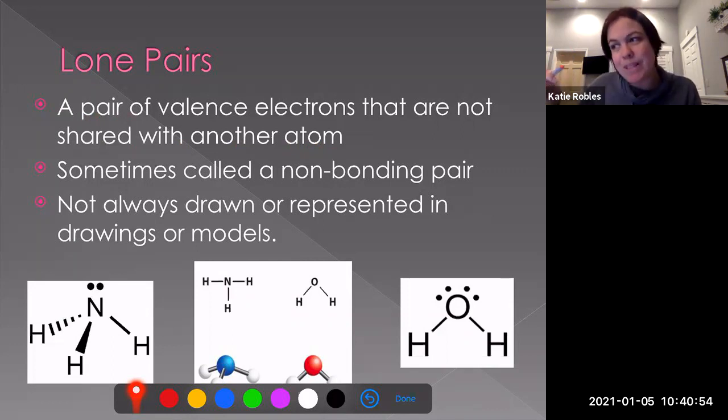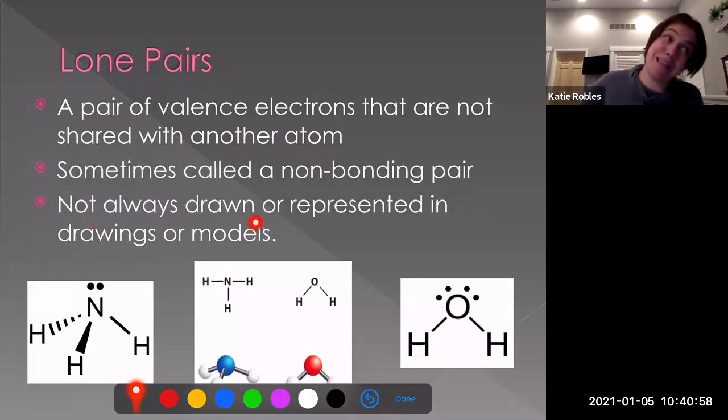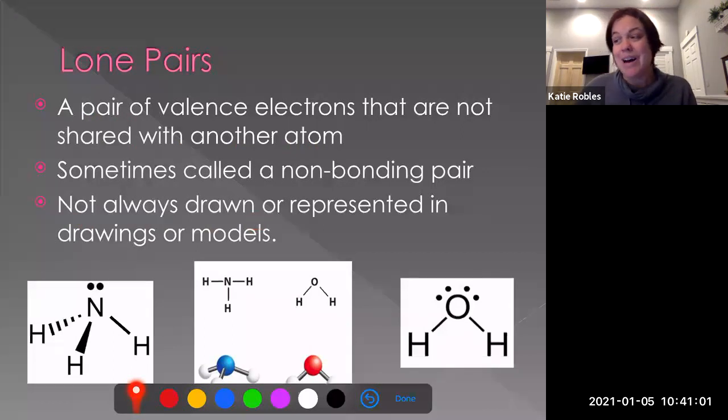The problem with lone pairs is that they're not always drawn. Sometimes they are, sometimes they aren't. But chemists always know that they're there. And you will too, I promise. The further you get on in chemistry, you will look at NH3 drawn like this and you will imagine the lone pair up there, because it is so important. The lone pair becomes very, very, very important. You can almost think of it as its own thing coming off.